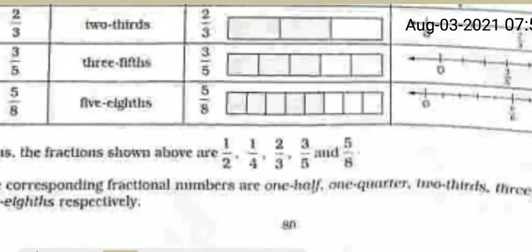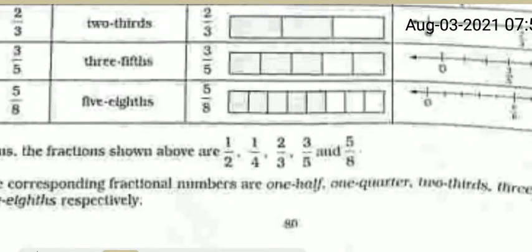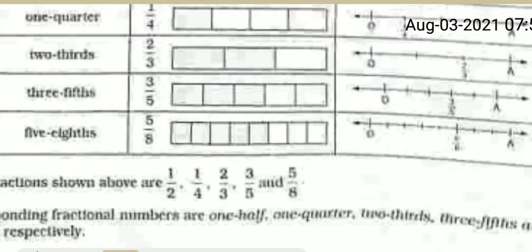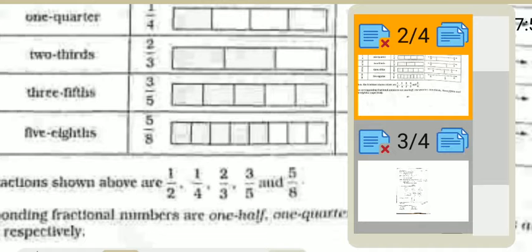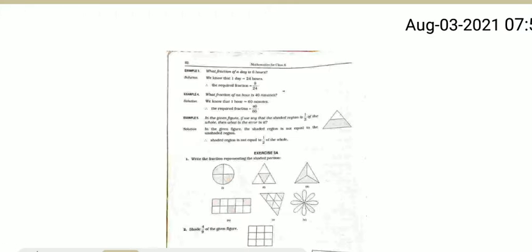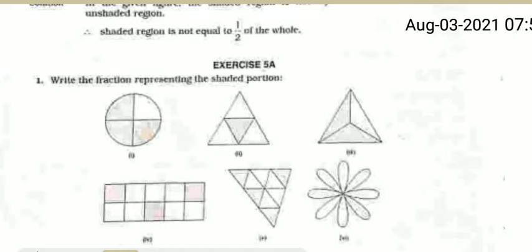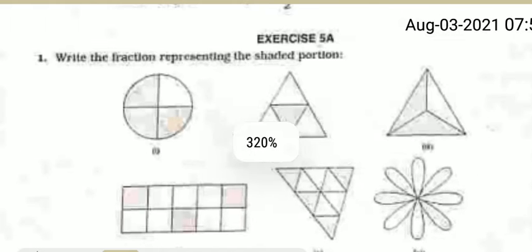Clear, students? Thus the fractions shown above are 1/2, 1/4, 2/3, 3/5 and 5/8. The corresponding fractional numbers are 1/2, 1/4, 2/3, 3/5 and 5/8. Clear? Hope that you have understood this one. Now straightaway, just go to exercise 5A. Here some questions are there that you have to solve.